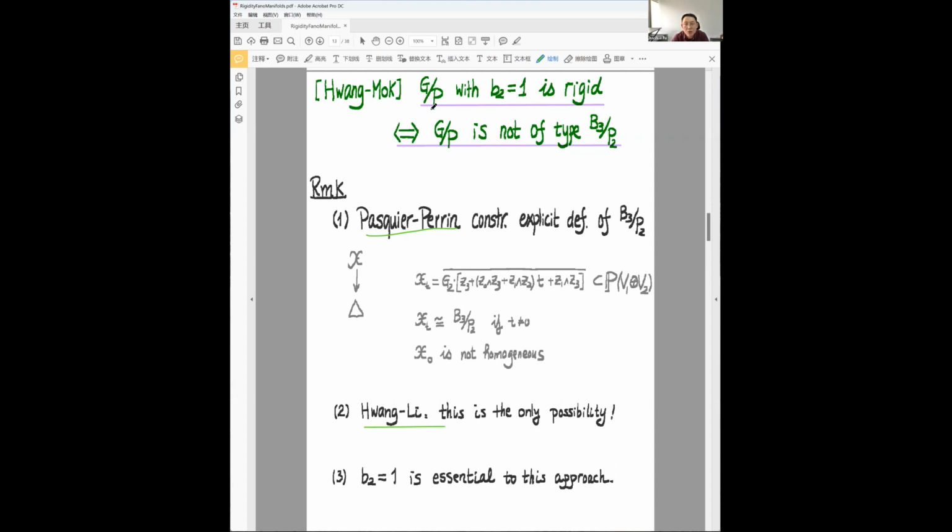Also in this approach, Picard number 1 is important. As we have seen, P1 cross P1 is rational homogeneous, but it's not Picard number 1, so you can deform it to many other varieties. So it's not rigid. This is why we require Picard number 1 in this approach.